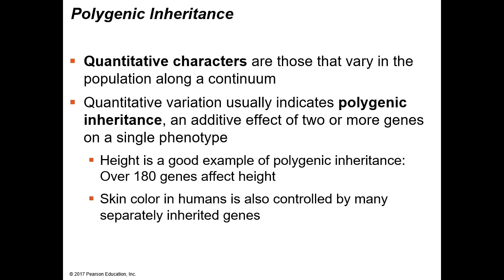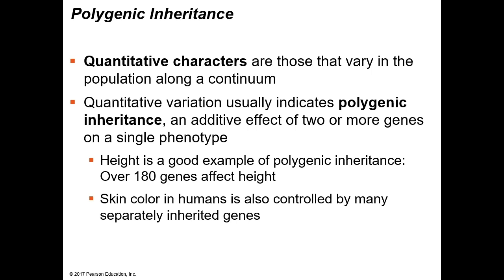Quantitative characters are those that vary in the population along a continuum. Quantitative variation usually indicates polygenic inheritance, an additive effect of 2 or more genes on a single phenotype. And so because of this, we have a range of diversity or variation. Height is a good example of polygenic inheritance. Over 180 genes affect height. So it's not one gene, but 180 genes, making it a lot more complex.